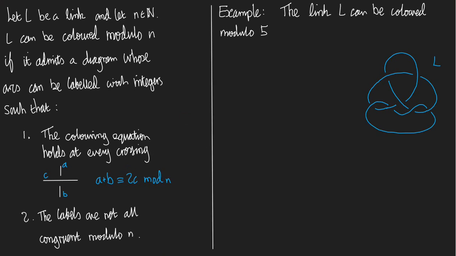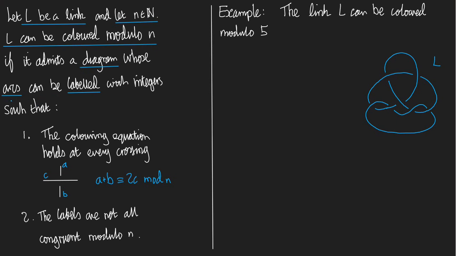So here on the left, it's a bit lengthy, is the definition of colorability modulo n. Let L be a link, which does not have to be oriented, and let n be a natural number. This natural number is going to follow us through the whole discussion. It's sort of fixed and in the background. I'm going to define for you what it means to say that the link L can be colored modulo n. It can be colored modulo n if it admits a diagram, so we always have to start by choosing a diagram, whose arcs can be labeled with integers such that two rules are obeyed.